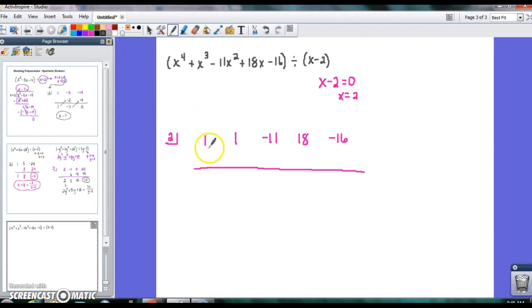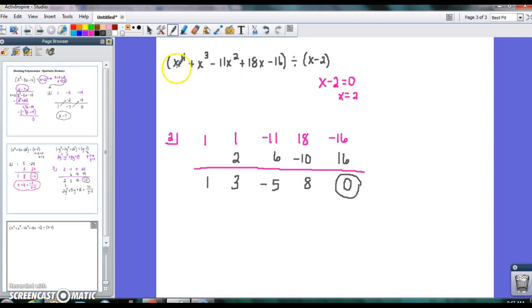and then I'm going to go ahead and start. Bring that 1 down. 2 times 1 is 2. Add those together, you get 3. 2 times 3 is 6. I'm going to add those together. I get negative 5. 2 times negative 5 is negative 10. I'm going to add those together and I get 8. 2 times 8 is 16. When I add those together, I get 0. So my remainder here is 0.